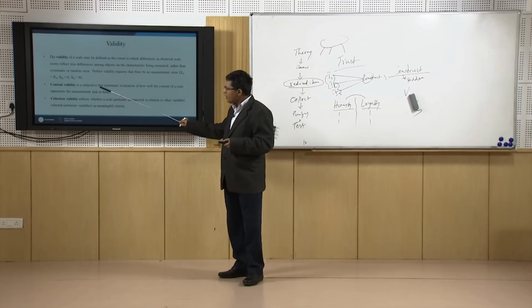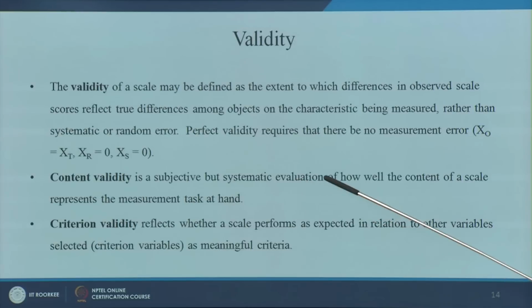Okay. Now let us go to content validity. Content validity is a subjective but systematic evaluation of how well the content of a scale represents the measurement task at hand, which we had discussed. Criterion validity reflects whether a scale performs as expected in relation to other variables as meaningful criteria.